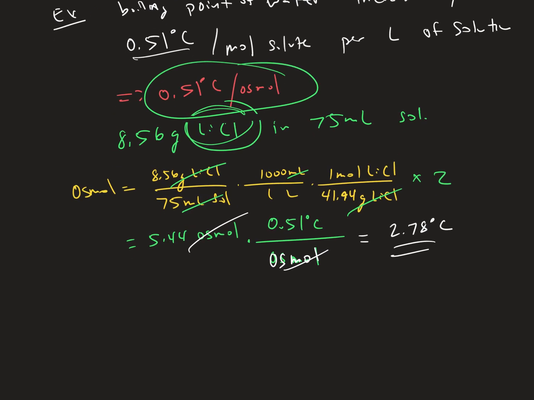So this is how much the boiling point raises. So what temperature does it boil at? Normally, water boils at 100 degrees Celsius. That's 102.7. So it raised 2.75 degrees. So our new boiling point is 102.78 degrees Celsius.